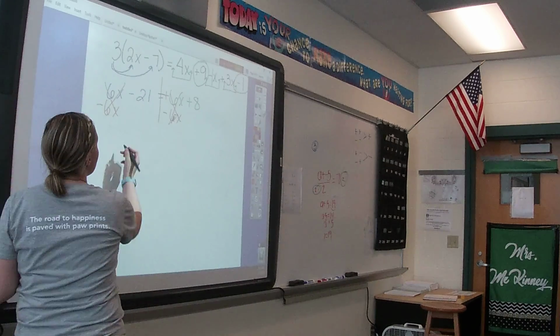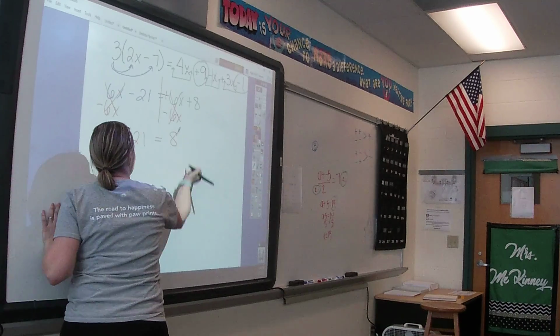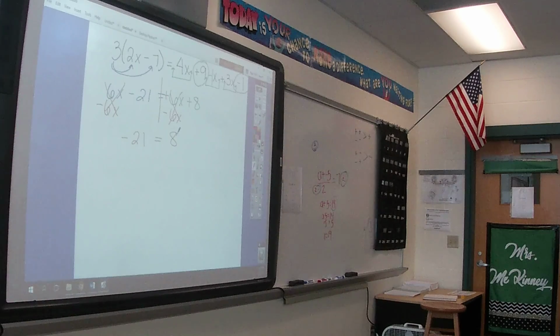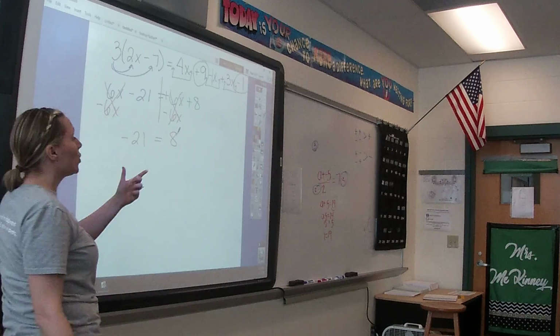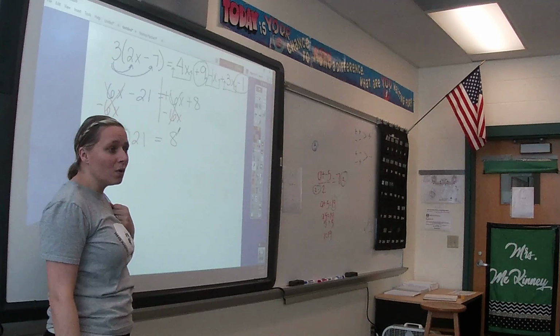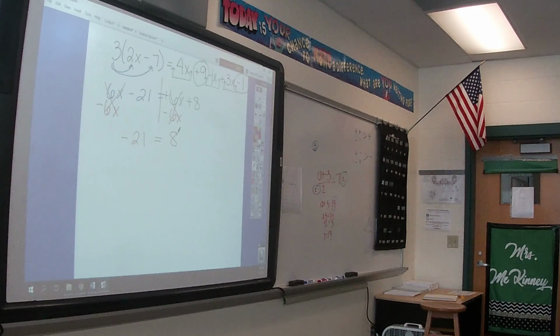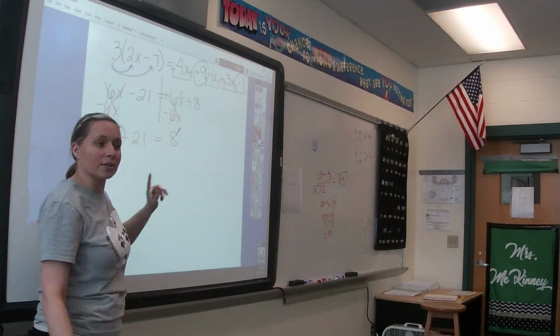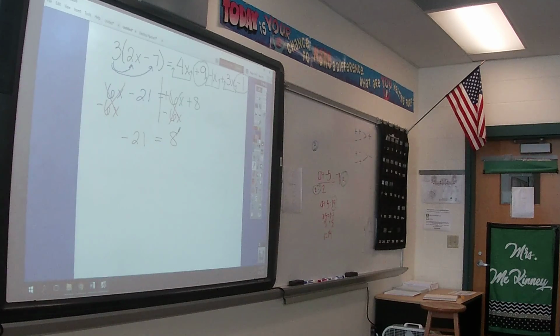Okay, we are left with negative 21 equals 8. That's it. There is no variable. There is nothing left to solve for. Okay, so we have a decision to make. Is this a true statement? Does negative 21 equal 8? Or is this a false statement? False, right? Negative 21 does not equal 8. I would love to spend $21 and then someone go, oh, here's $8. Yay for you spending 21, here's 8. That's not going to happen.